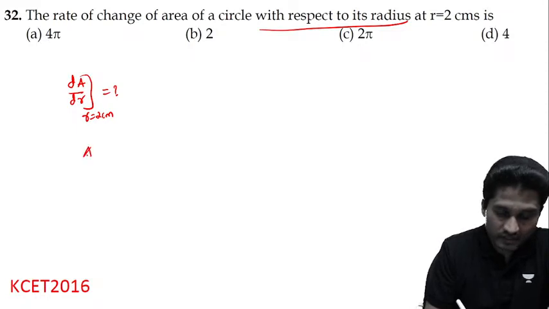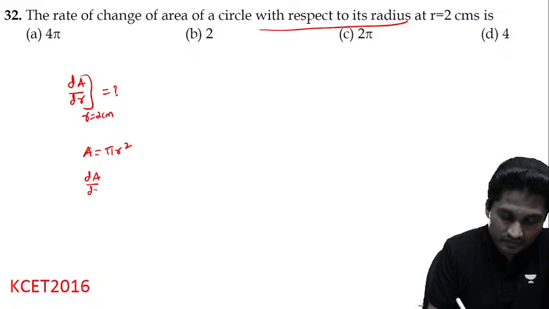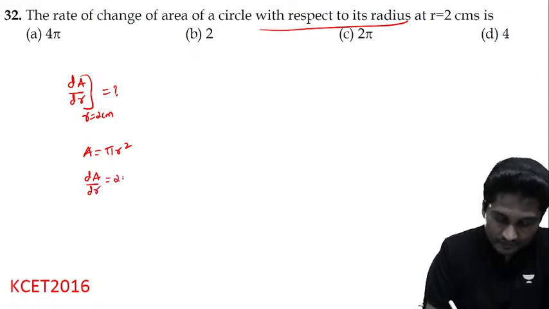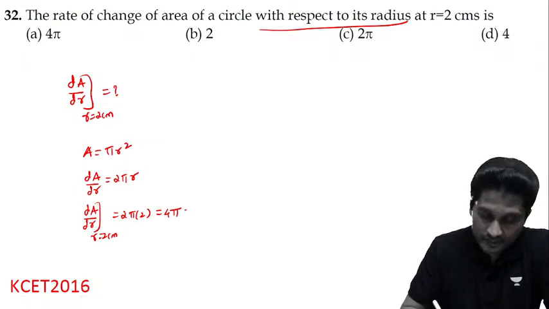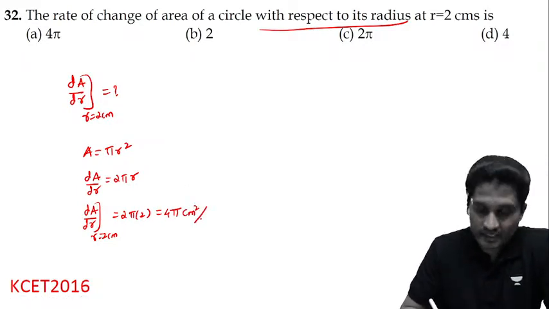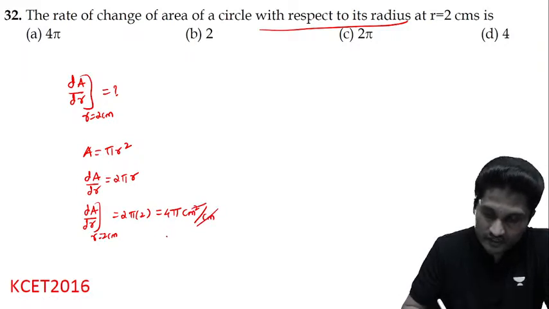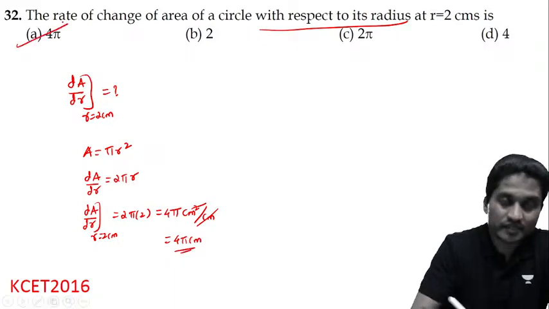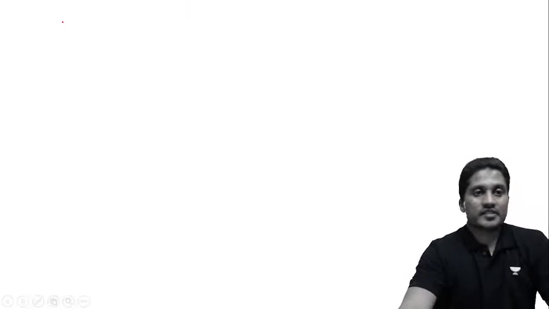Area of a circle is equal to pi r square. Now dA by dr is equal to 2 pi r. Now dA by dr when the radius is 2 centimeter is equal to 2 pi into 2, which is 4 pi. Area unit is centimeter square and radius is centimeter, so one centimeter cancels. You will get 4 pi centimeter. Answer is option A. Let's move to the next question.